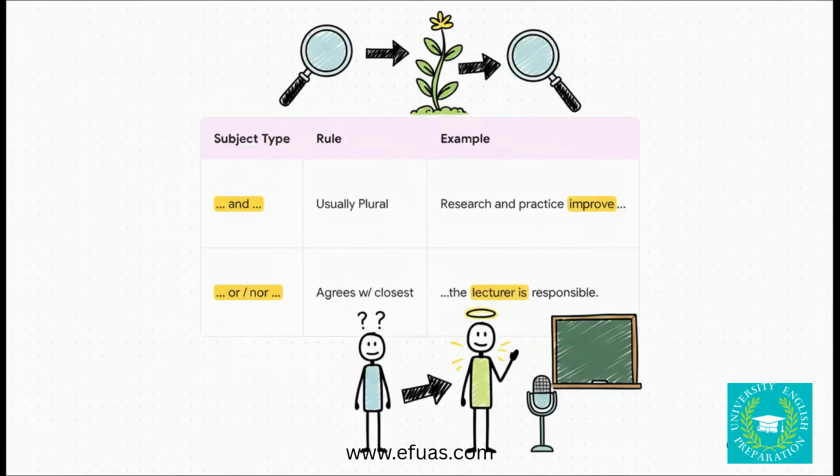Okay, so when you use ands to connect subjects, it's pretty straightforward. You're adding things together, so it becomes plural. Research and practice improve. But with or nor, it's different. The verb just has to agree with whatever noun is sitting right next to it. That's why in our example, the verb is, because it's right next to the singular noun lecturer.